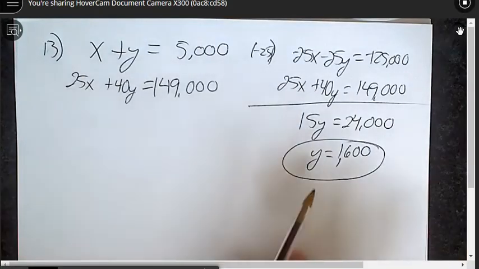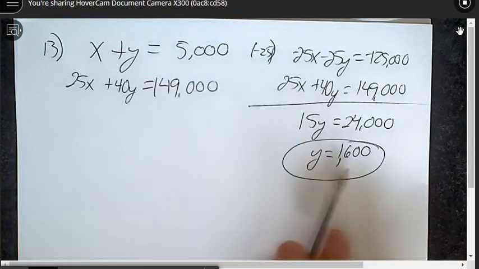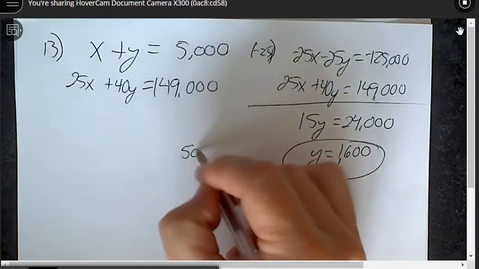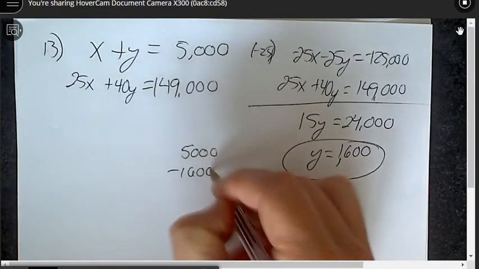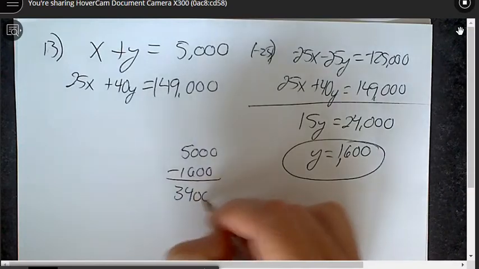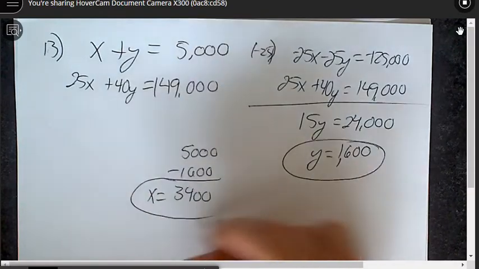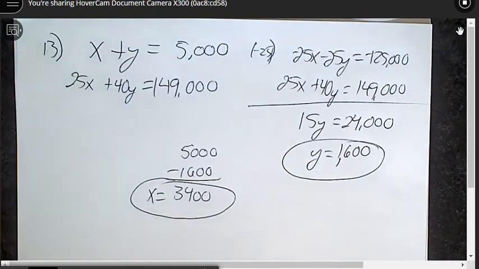Okay, and again, if we know that there's 5,000 total tickets, and this one has 5,000, we just do 5,000 minus the 1,600. So then we know that X would equal 3,400. Okay, and again, the hardest thing on that one is it's a word problem, so you have to kind of dig through the numbers.